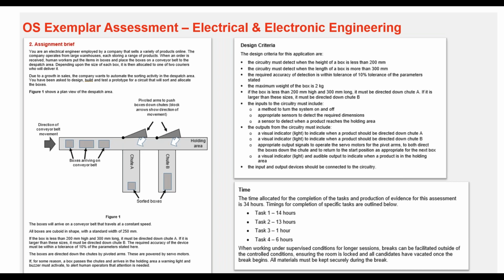So you can see an example of what the area looks like regarding dispatch. You can see down at the bottom, it tells you all the specifications and design criteria and what's happening as well. So again, the maximum weight of the box is 2 kilograms. If it's less than 200 meter high and 300 meter long, it must go A. If it's larger, it goes down B. So again, it's a sorting exercise that learners need to have a go at as well. For this task, task 1 is 14 hours, task 2 is 13 hours, task 3 is 1 hour, and task 4 is 6 hours. So some changes in the hours allocated.